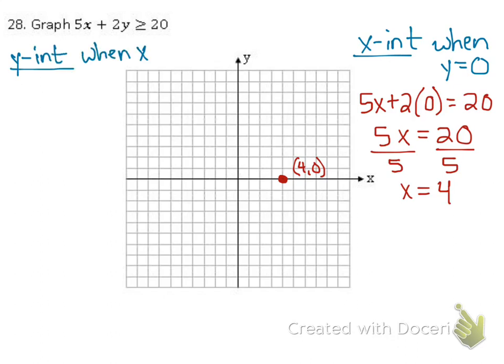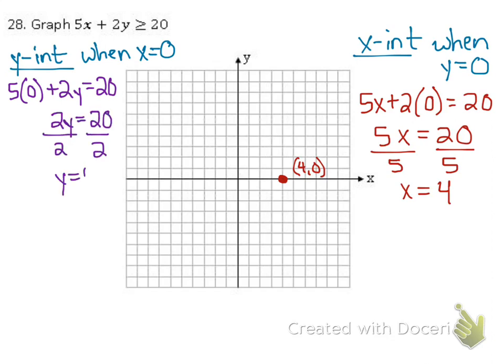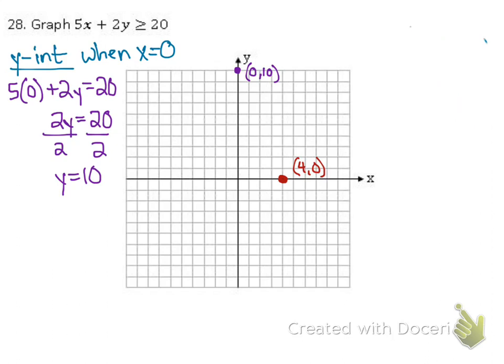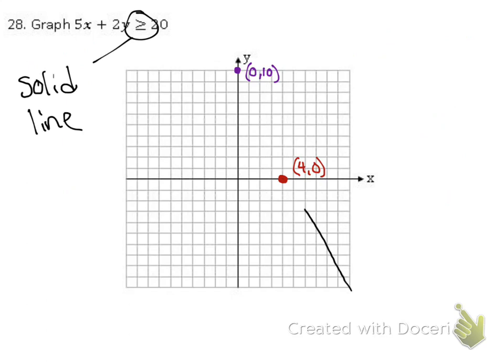Now we'll find the y-intercept when x is equal to 0. Plug in 0 for x, and that gives us the simplified equation 2y equals 20. Divide both sides by 20, and that gives us y equals 10. Now we've got our 2 points. We need to figure out what type of line to use. This time there is a line under the inequality symbol, so we're going to connect these dots with a solid line.